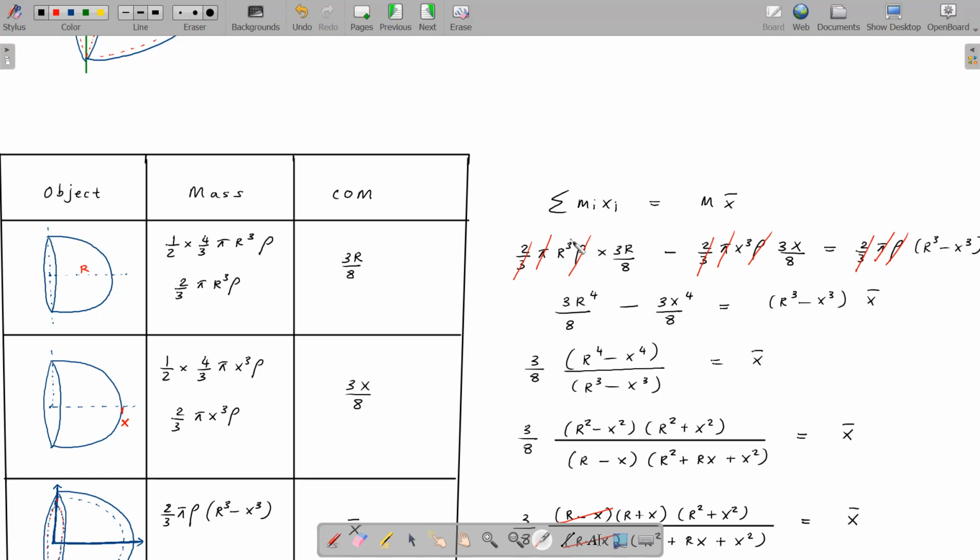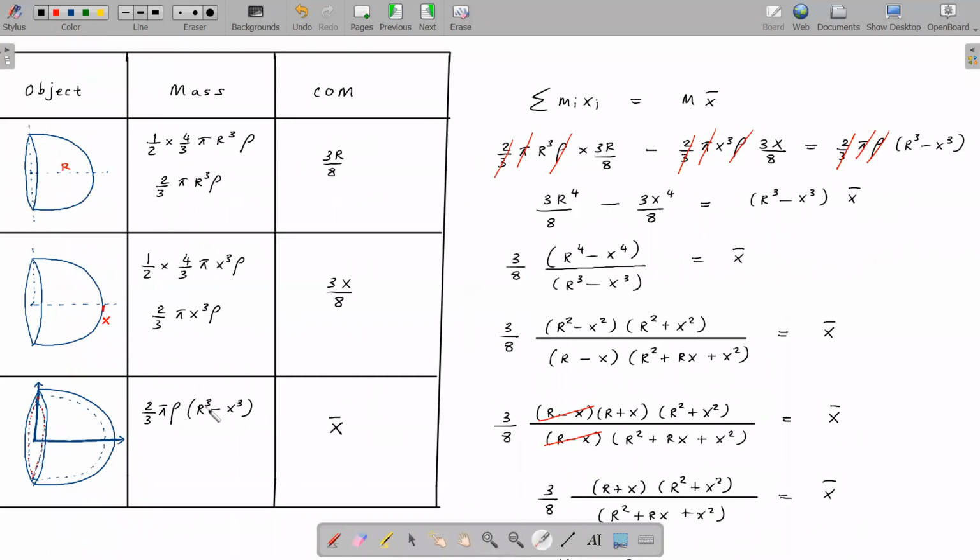Sigma addition works if you keep on adding objects. If you keep on adding bodies, it's addition, true. But since you're removing the hemisphere, it must be a subtraction. That's really important. So you subtract the next mass times center of mass, 2 over 3 pi x cubed rho, multiplied by the center of mass 3x over 8. Can you guys see? This is equal to total mass times x bar. So total mass is 2 over 3 pi rho times r cubed minus x cubed. I hope you understand how I got this. I just subtracted these two and took 2 over 3 pi and rho out, and you're remaining with r cubed minus x cubed. Right, guys? Can you see?